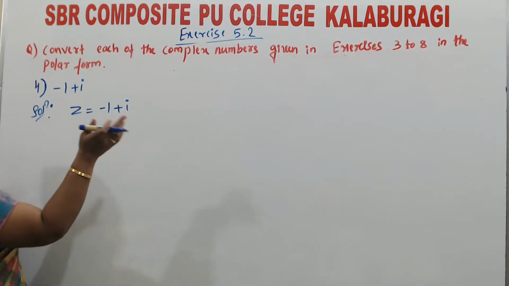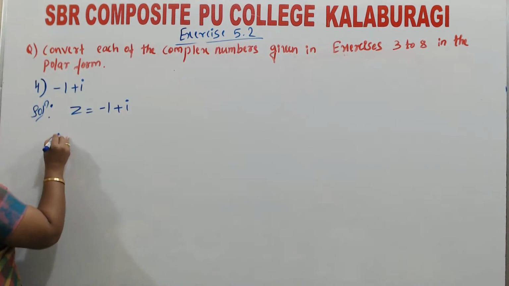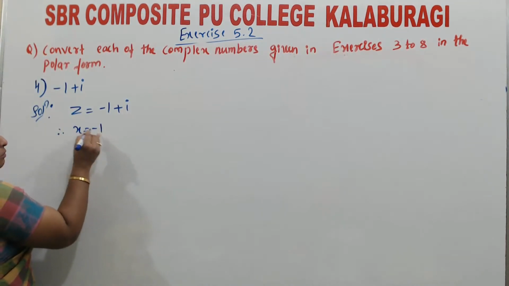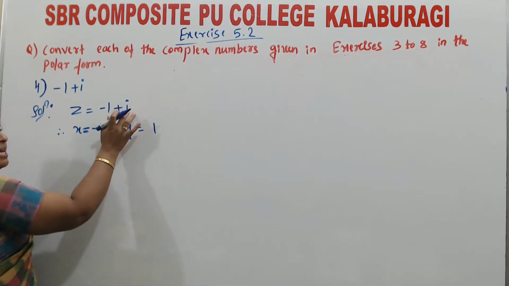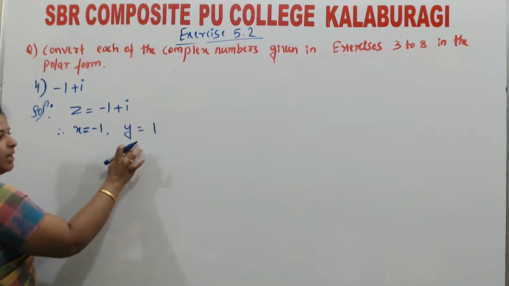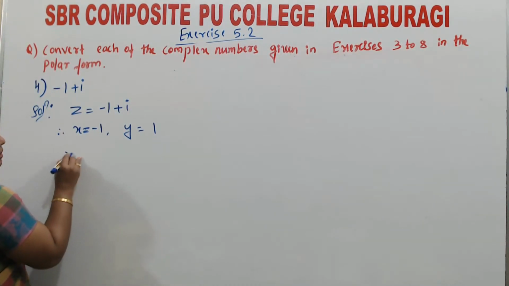Comparing the given complex number with z equals x plus iy, what is our x? x is equal to minus 1. Then what is y? y is equal to plus 1. Here nothing is written, which means i into 1 is there, right? That's why y is equal to 1.